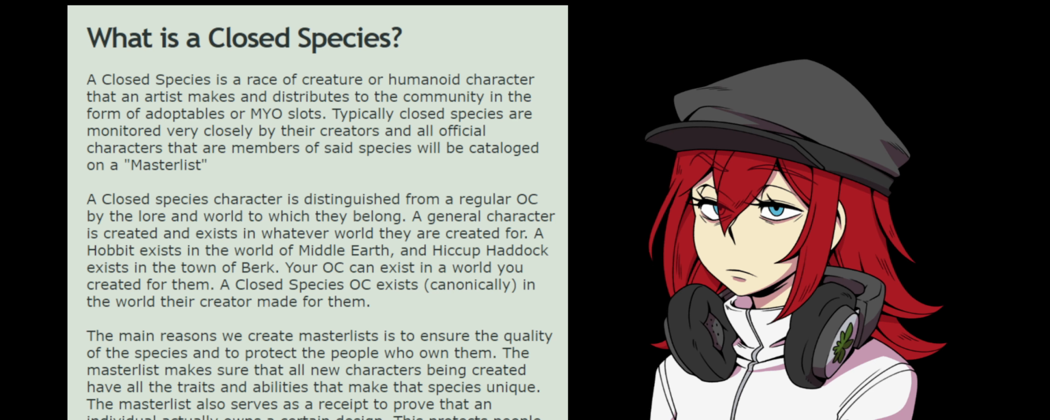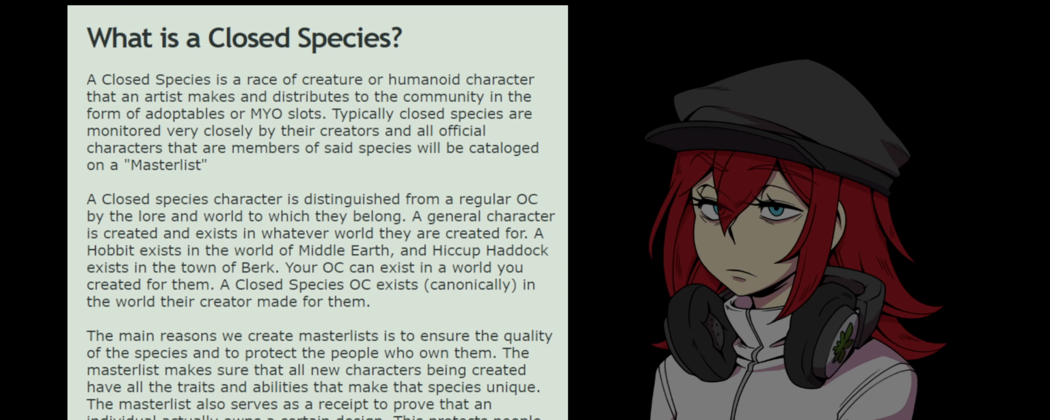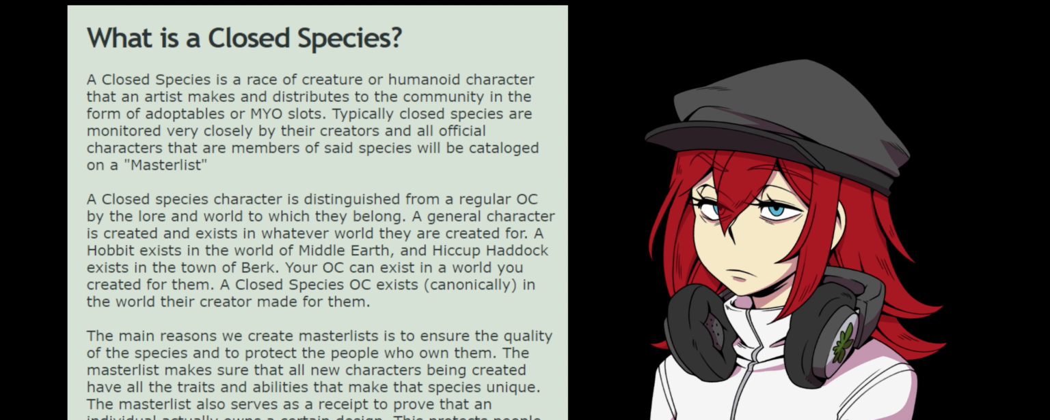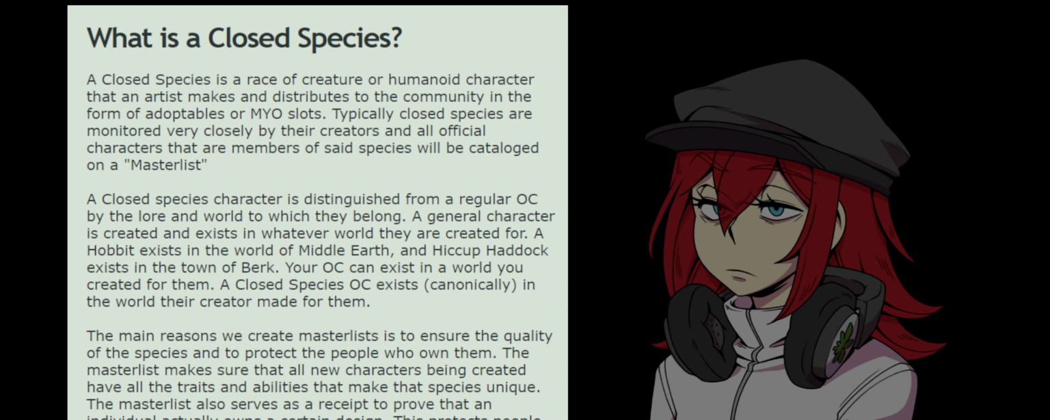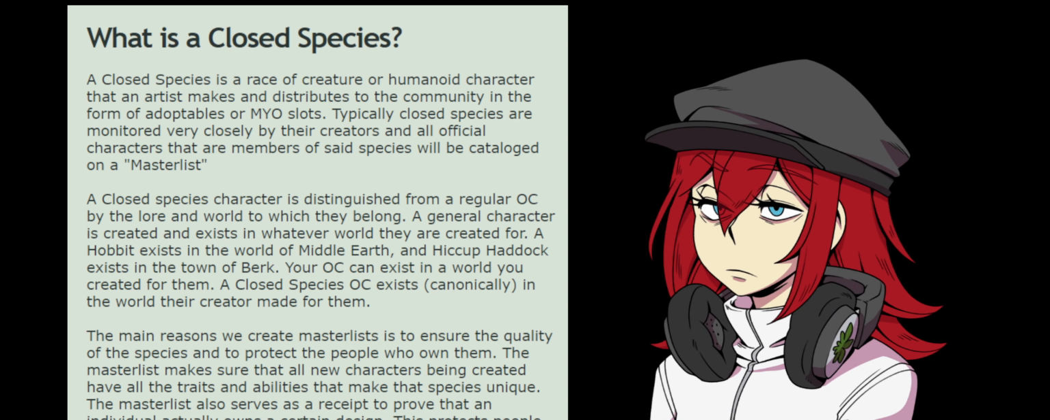And what is a closed species? Because this is a very specific thing to artist communities, as well as communities with specific niche interests. For example, furries have a lot of closed species things within their own communities. But let's actually take a look at the proper definition of what a closed species is, taken from DeviantArt.